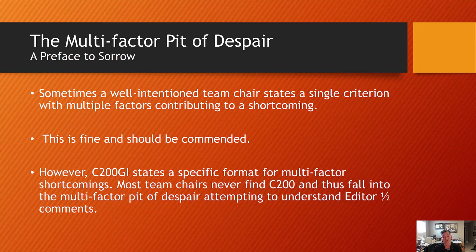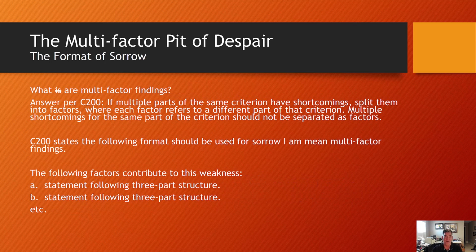And there's a specific format for this in C200GI and C200I. Okay, so you want to use that specific format. And you want to be careful that if multiple shortcomings are coming from the exact same part of the criteria, it's not multi-factor. You wouldn't split it out. So we're talking about an issue of formatting and content. If it is the same part of the criteria with multiple shortcomings, you're just writing it up as a single factor.